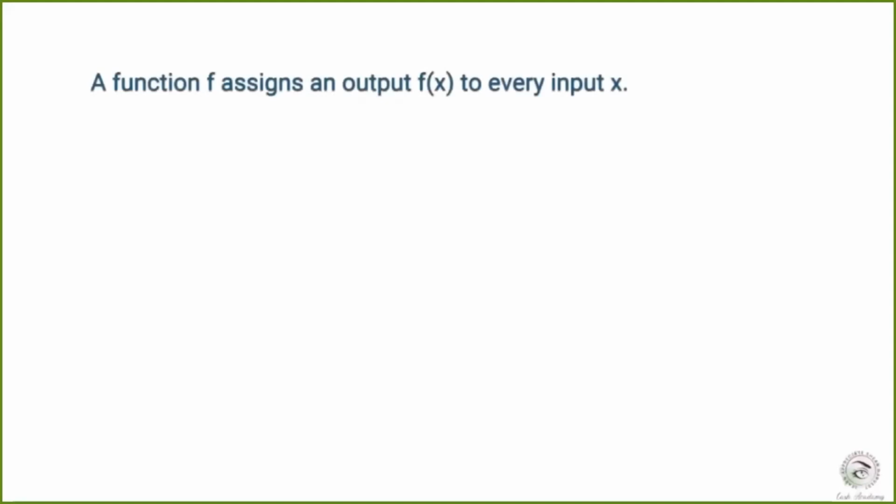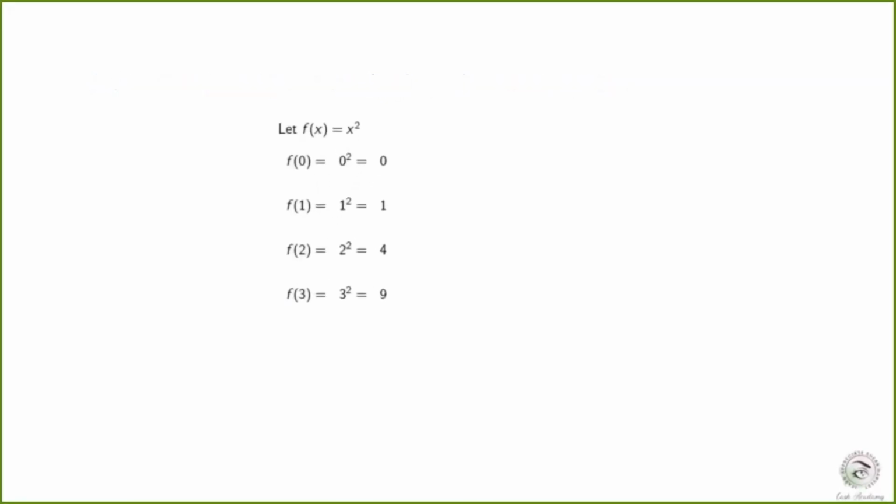A function f assigns an output f(x) to every input x. For example, consider the function f(x) equals x squared. If you input 0, the output is 0. If you input 1, the output is 1. If you input 2, the output is 4. If you input 3, the output is 9. Observe that the output of a function changes as the input changes.